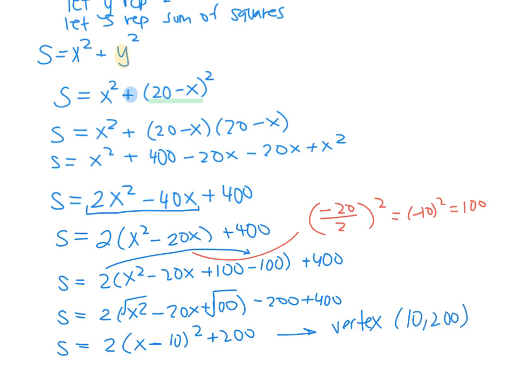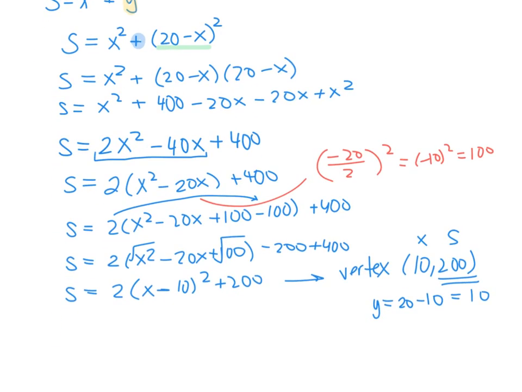So that my vertex is positive 10, comma 200. Now look at what equation we had. We had x and s. So the 200 represents that minimum sum of the squares. 10 is x, which is the first number. So my first number is 10, and my second number, we have to use that y equals 20 minus x. So y equals 20 minus 10, which is also 10. So therefore the two numbers would be 10 and 10 to produce this minimum sum of squares.